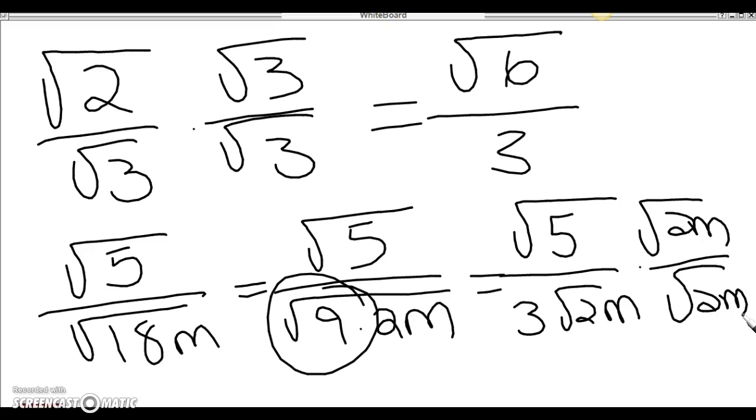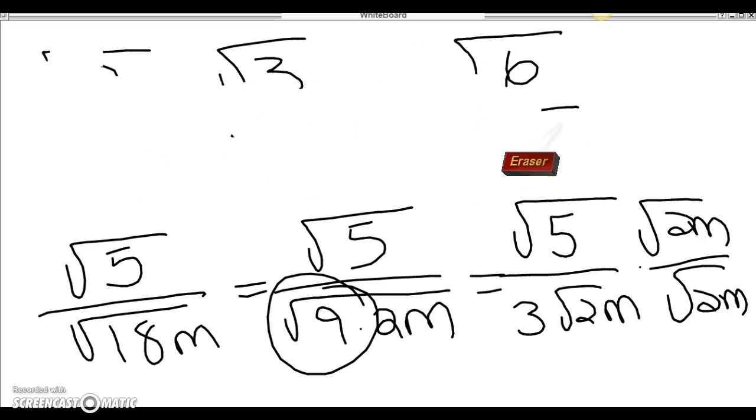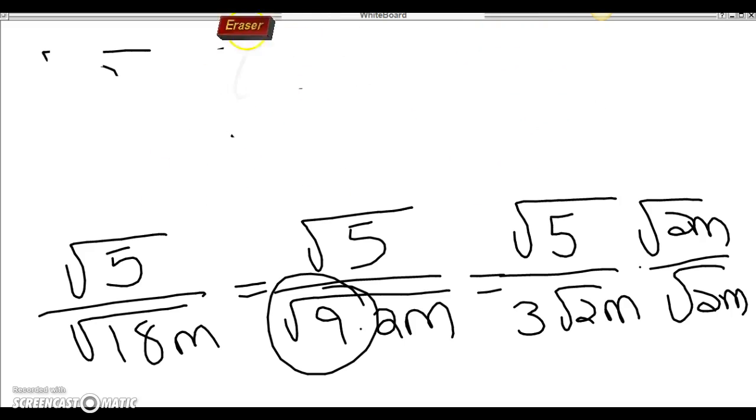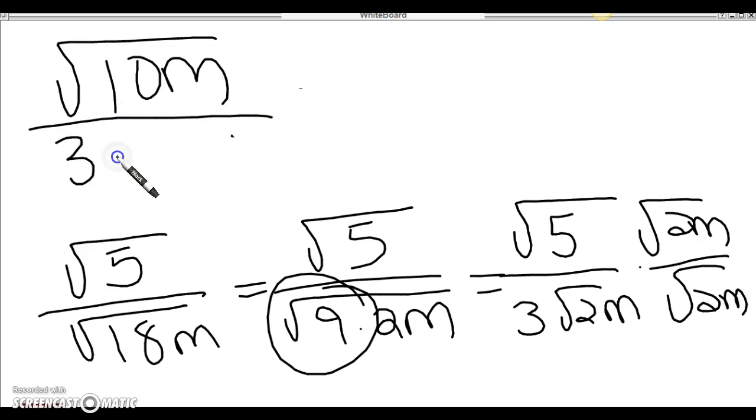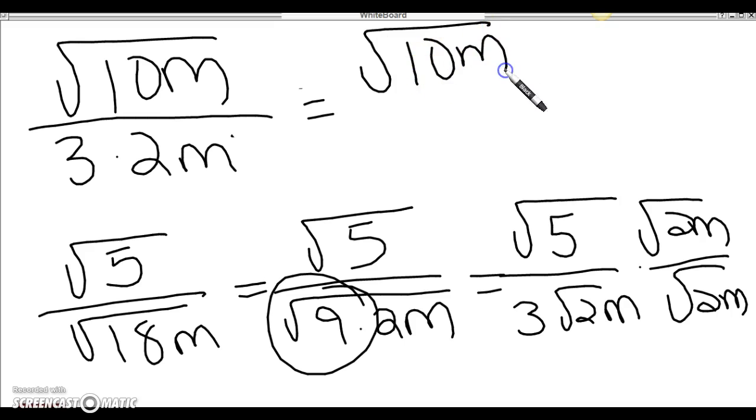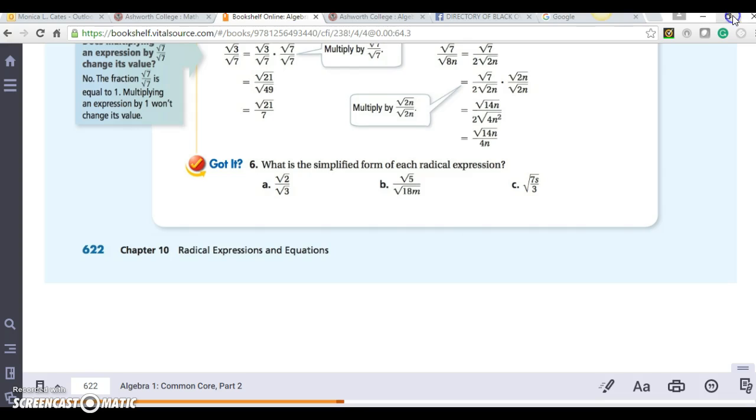So I get, I've run out of space again. So I'm going to get the square root of 10m over 3 times 2m, which is going to give me square root of 10m over 6m. Okay? Let's go ahead and erase this and get the next problem.